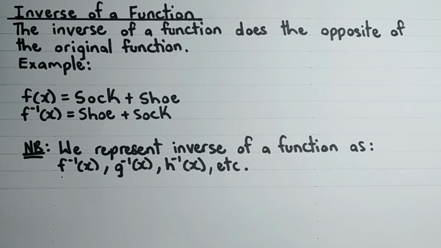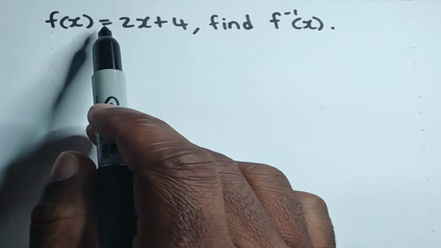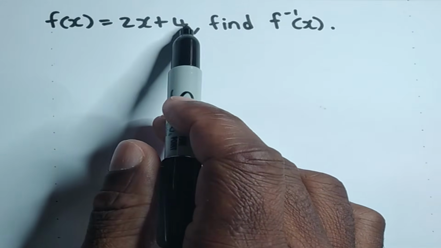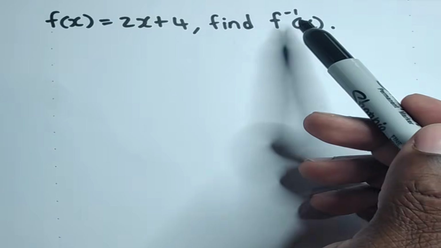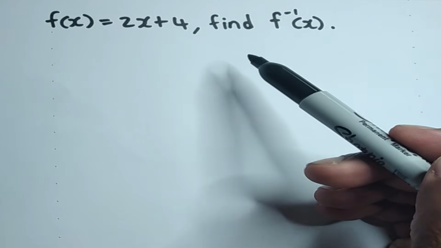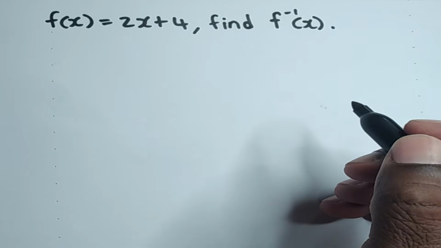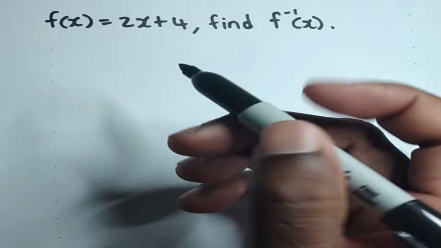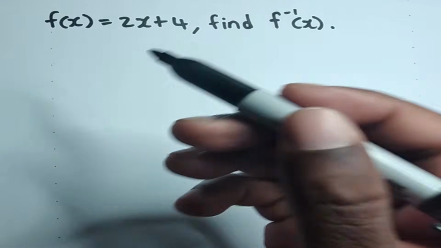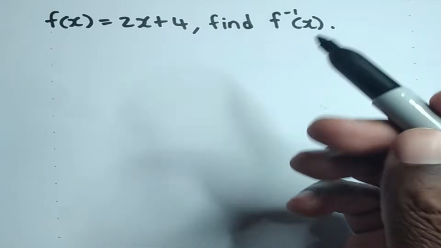Alright, now we're going to look at some questions involving the inverse of a function. Let's say we had f of x being equal to 2x plus 4, and we want to find what f inverse of x was. As I explained before, it is very easy to find the inverse because the inverse of the function pretty much does the opposite of the original function.